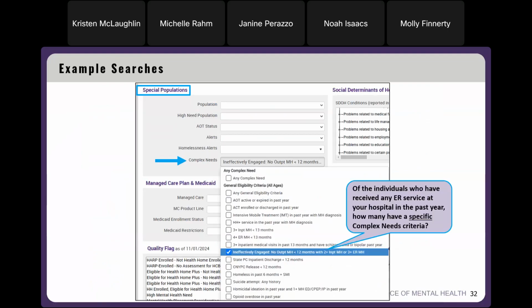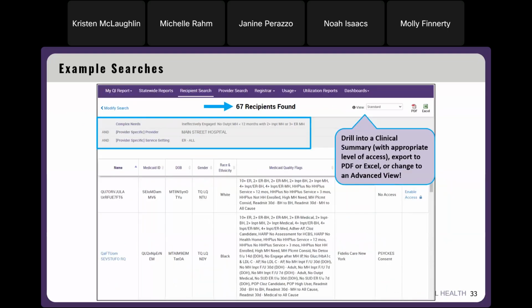I could say, okay, of the people that I served in my ED for any reason in the past year, how many are complex needs due to being ineffectively engaged, having no outpatient mental health visit, and having 2 or more inpatient mental health or 3 or more ER mental health? So of those people, 67 recipients were found. So maybe that's something that I want to be able to work on.